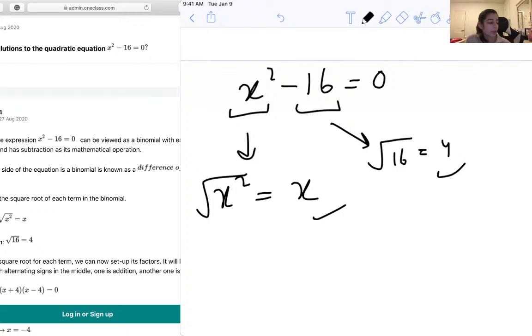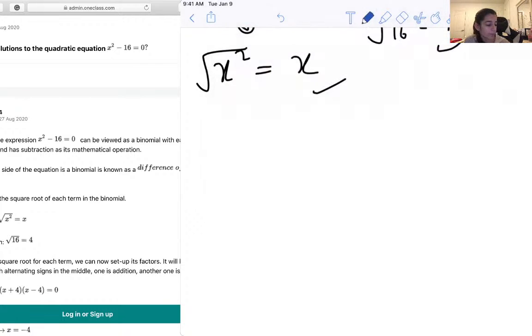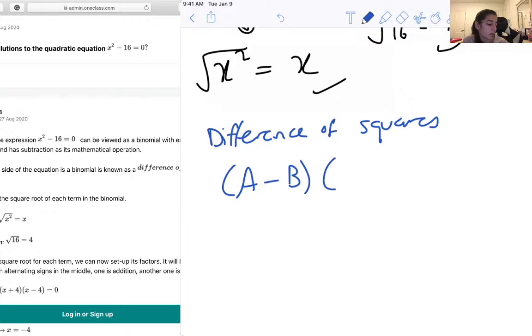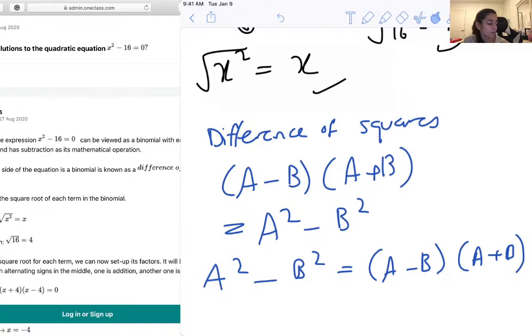So, what difference of squares is: a minus b times a plus b is equal to a squared minus b squared. Or the reverse can happen, a squared minus b squared can equal a minus b times a plus b. So over here we have this form right here, this one.